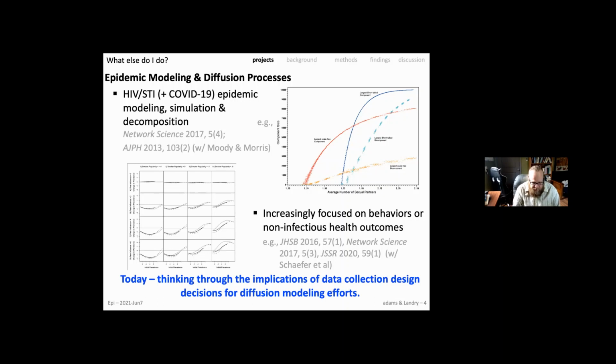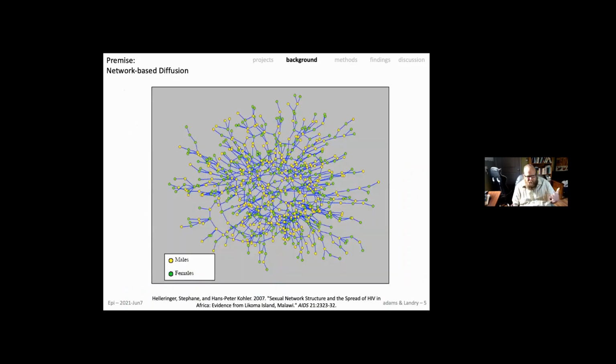So today is really kind of an application, like I said, of this and the kind of data collection effort, thinking through really the implications of how we go about collecting network data and the design decisions we make in doing so, how those implicate our capacity to model diffusion of various sorts.